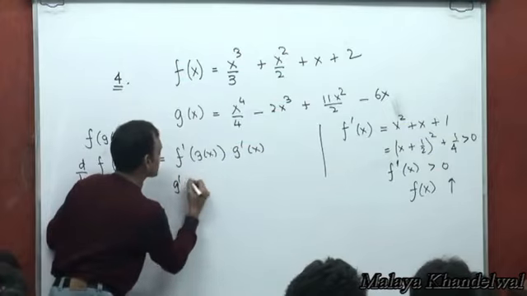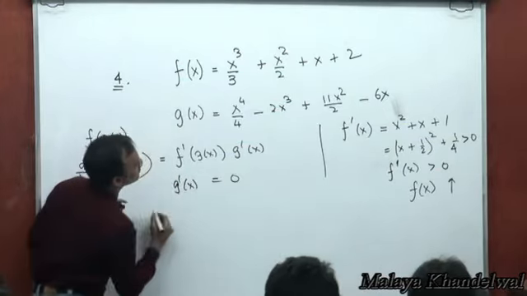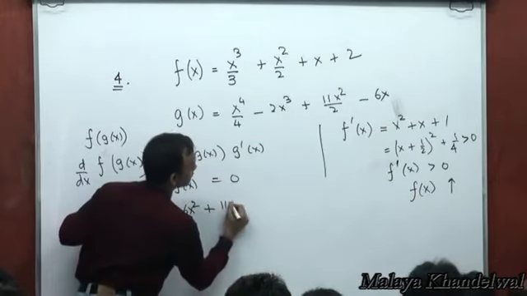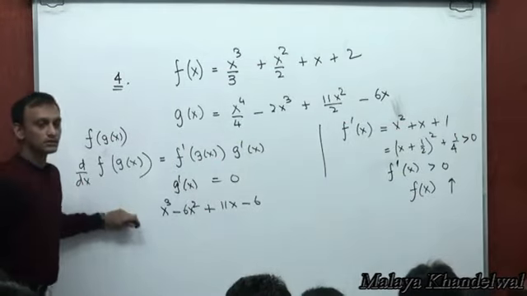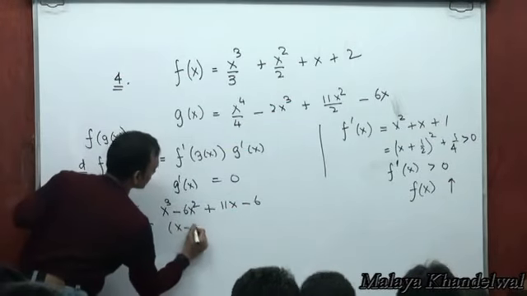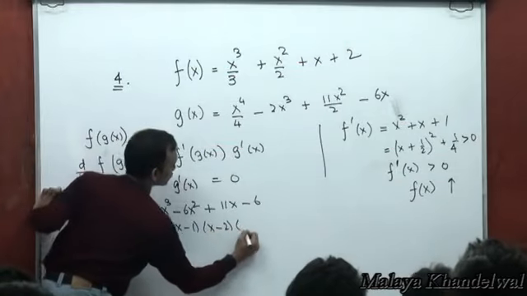So g'(x) equal to 0 is about x cubed minus 6x squared plus 11x minus 6. That's g'(x), which you know is (x minus 1) into (x minus 2) into (x minus 3).